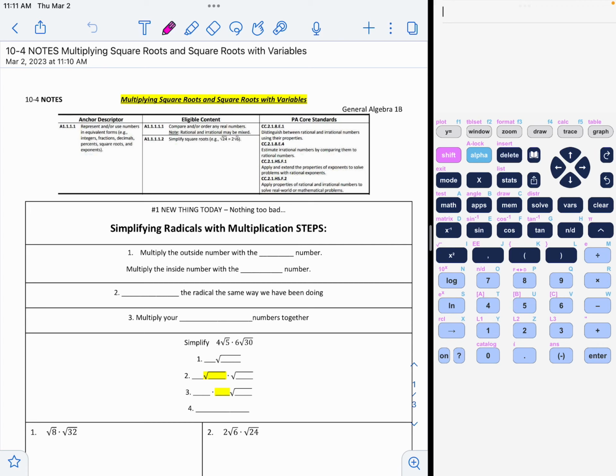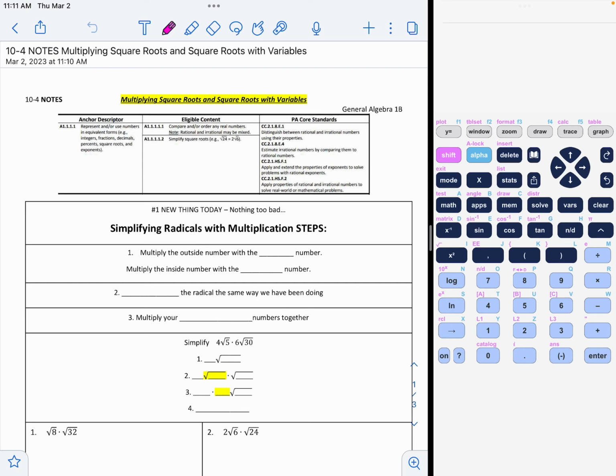So we're going to talk about how to multiply square roots and what to do if we see square roots that have variables inside of them and how those reduce. We're still under the same eligible content for the Keystone, the same PA State core standards. So let's just go ahead and move in and do this thing.